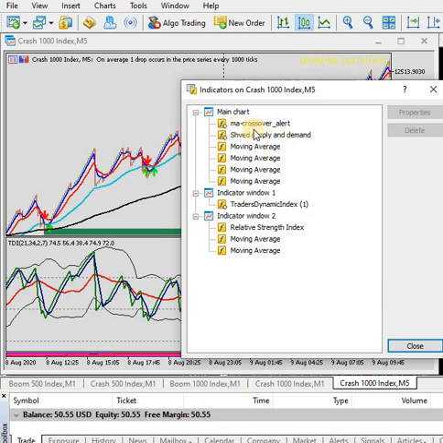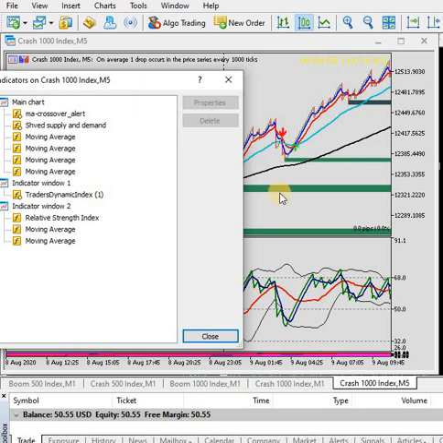We have the moving average crossover alert, which is this, the blue and green. When the moving averages are crossing over, it gives you a signal. Then there is this shifted supply and demand. It is one of the best indicators for support and resistance. Okay, and then there is the moving average. Let's check the moving averages.